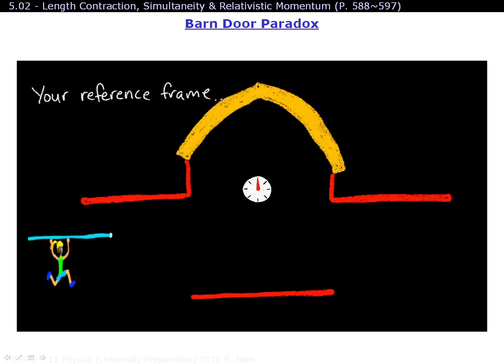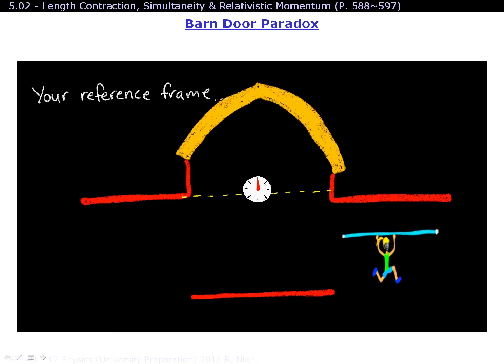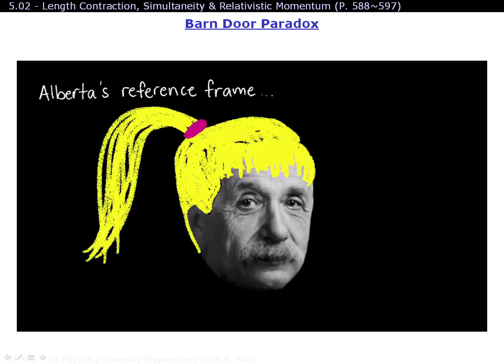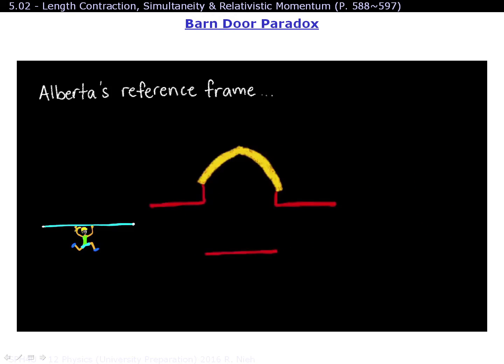So far you're an observer watching a squished up Alberta run through the barn. The timer goes off, closing both doors with Alberta inside. They open again and she continues on at near light speed. The real paradox begins when we take a look from Alberta's reference frame, because to her, she's stationary and it's the barn that's moving toward her at nearly the speed of light.